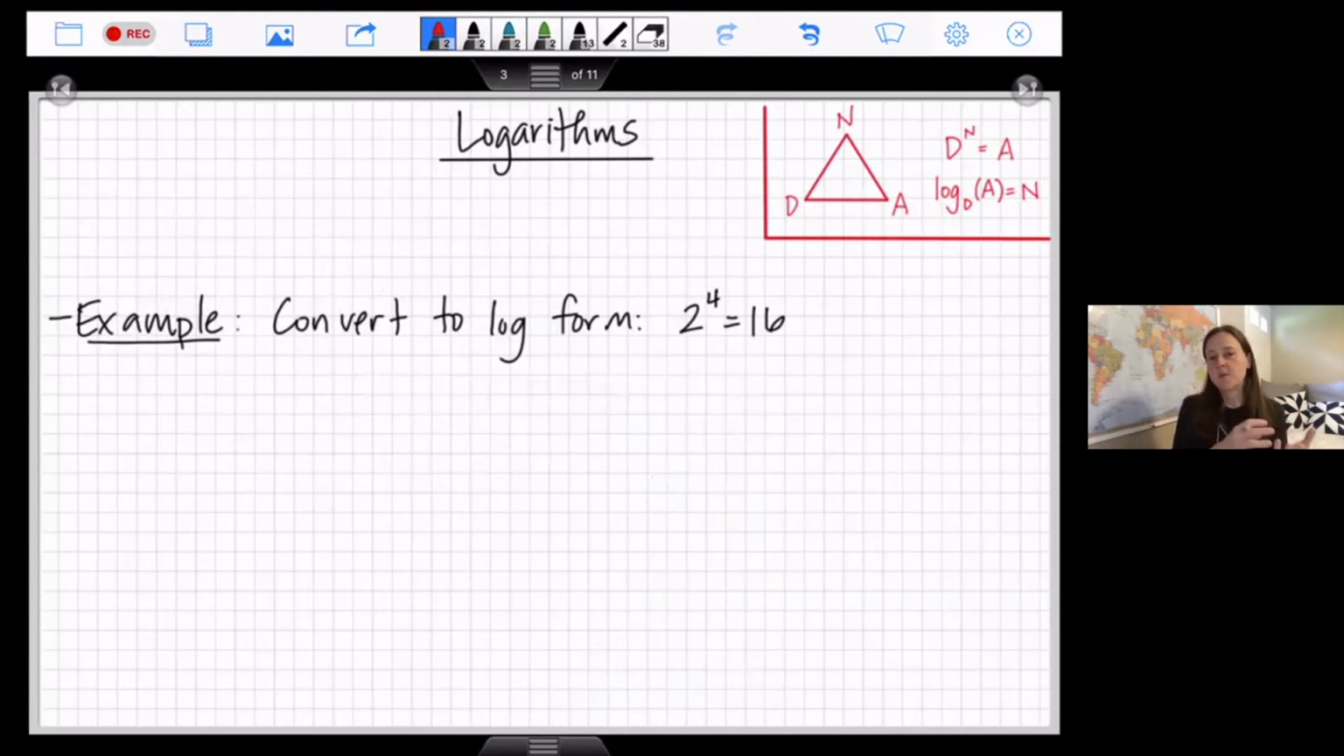Okay, so this example and the next one is just going to get us used to converting exponential and logarithmic equations back and forth between each other. Remember that they're just two different ways of saying the same thing about a relationship of these three numbers. Okay, so this equation is 2 to the 4th equals 16.